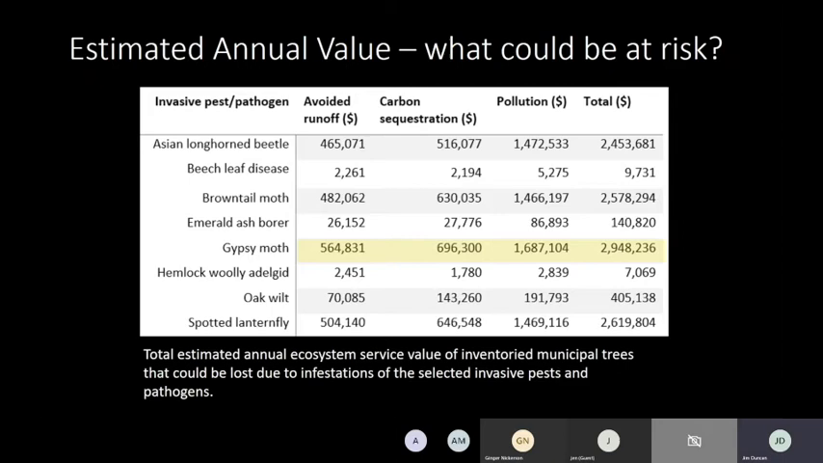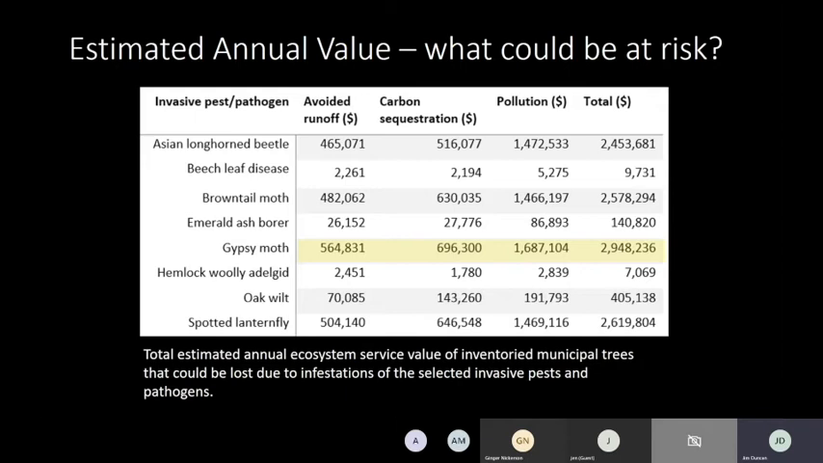When we sum the estimated annual values, these numbers are fairly large. As you can imagine, this could be pretty alarming, but I'll point out this is what could be at risk. If Asian longhorn beetle came into all the municipalities that we inventoried and killed all of the host trees that are out there, that would represent $2.4 million of lost services being provided by those trees in our region every year. In reality, ALB is not going to kill off all of the trees in our region.